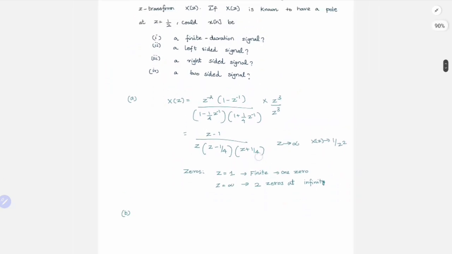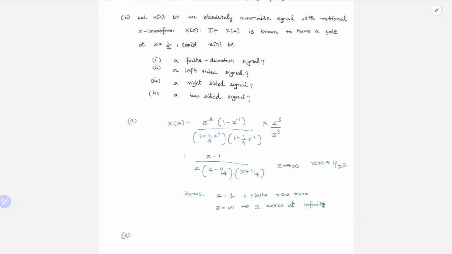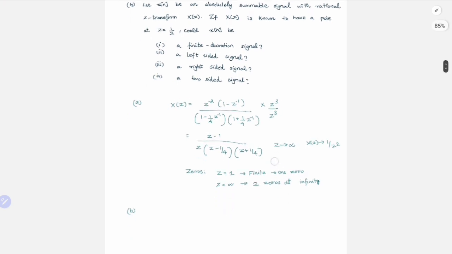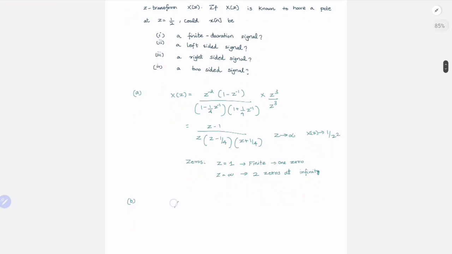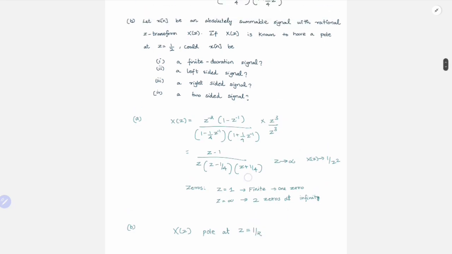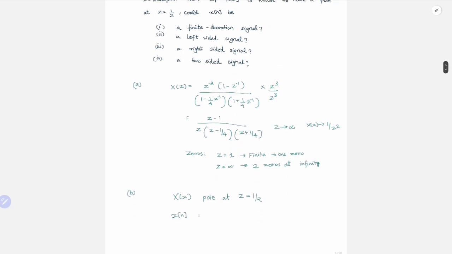And coming to part B, let x of n be an absolutely summable signal with rational z transform x of z, and x of z is known to have a pole at z equal to 1 by 2. And it is also said x of n is absolutely summable.